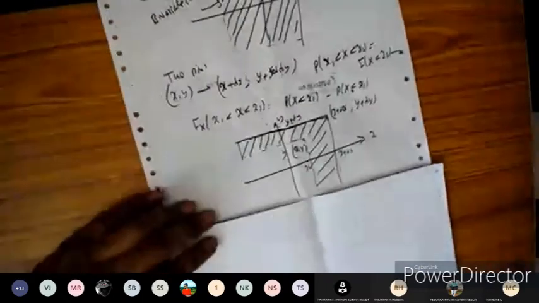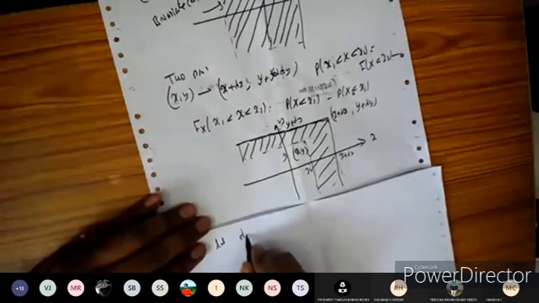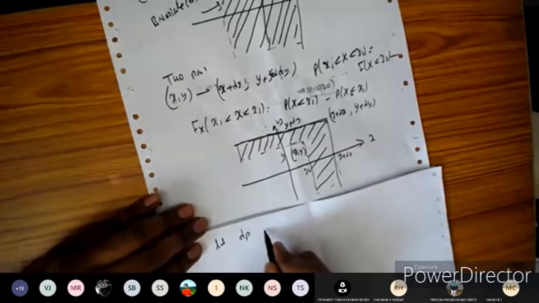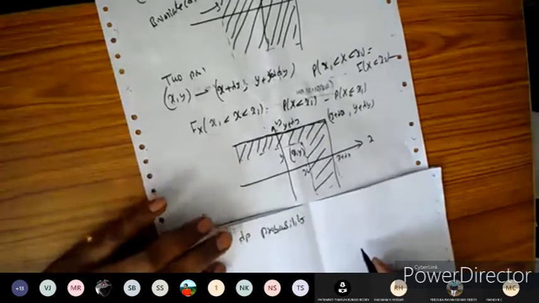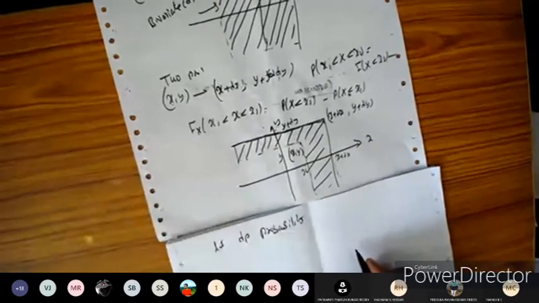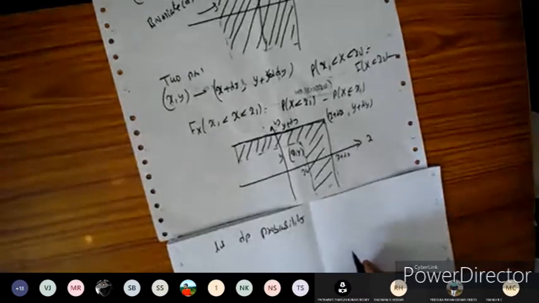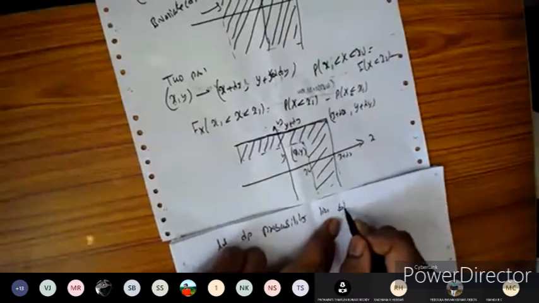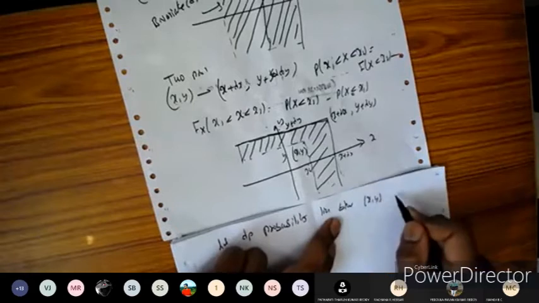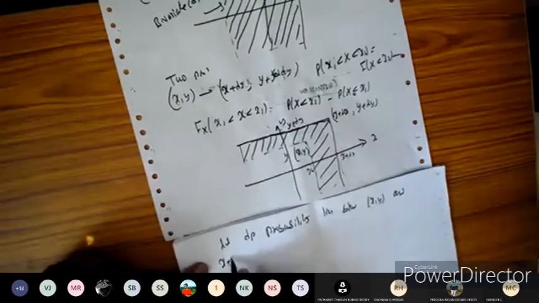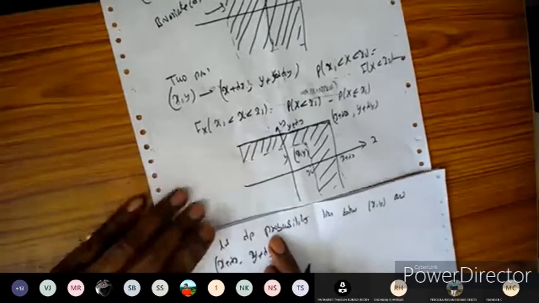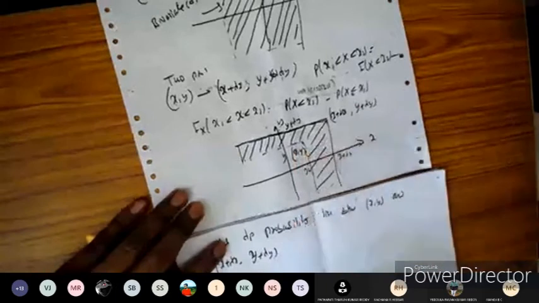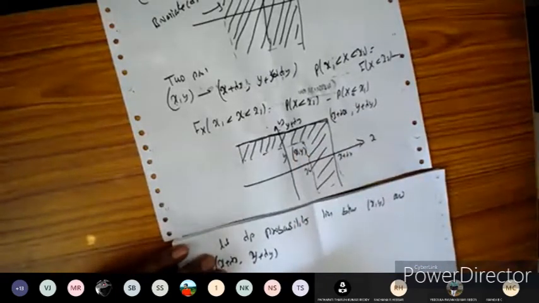In a similar way, let dP denote the probability. dP denotes the probability that lies between x comma y and x plus dx comma y plus dy. So I'm going to consider dP, the probability which is going to lie between these. As per the probability, we can consider dP here. I'm going to call it dP.